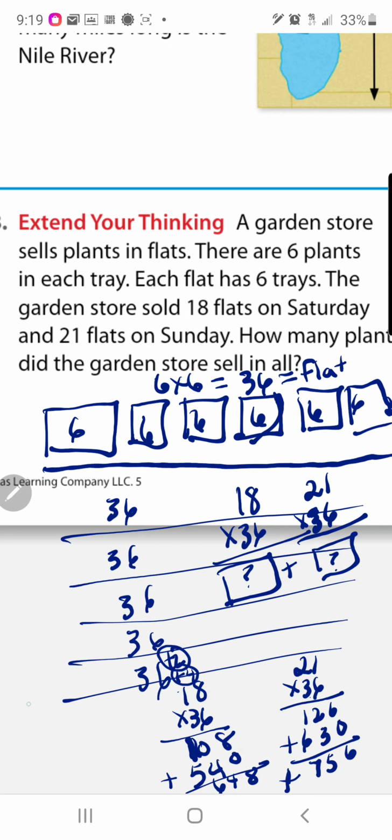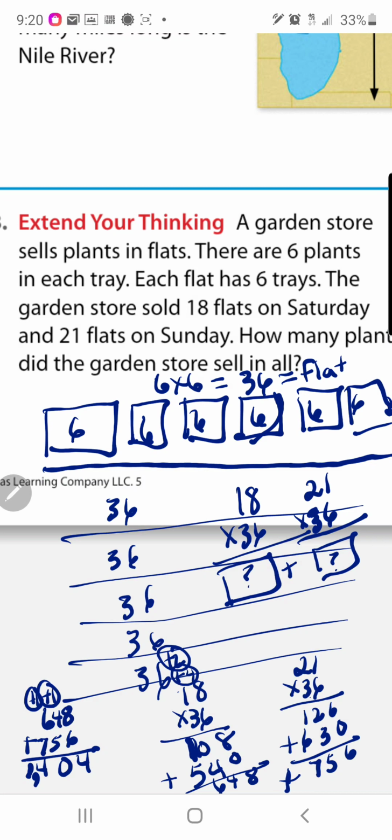I'm going to do it on the side over here because I'm running out of space. 648 plus 756. Align your numbers carefully. 8 plus 6 is 14. Carry the 1 in the tens place. 4 plus 5 is 9 plus 1 more is 10. Carry the 1 in the hundreds place. 6 plus 7 is 13 plus 1 more is 14. So therefore, in all of your flats, you would have a total of 1,404 plants in all the flats.